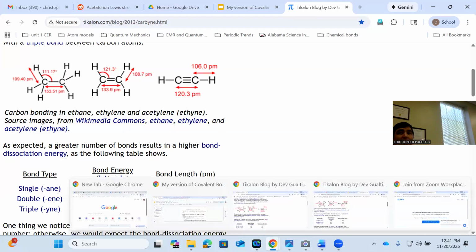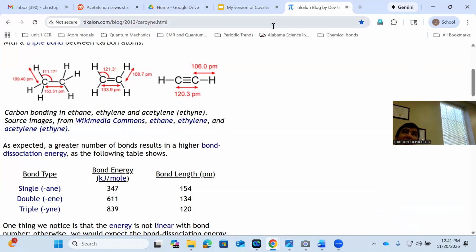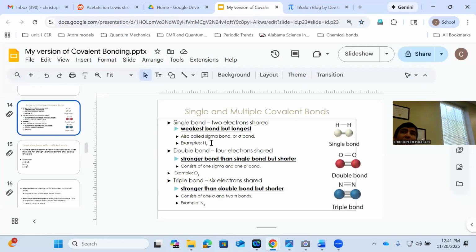There's names for these types of bonds. The name for the single bond is called a sigma bond. For the double bond, it's a sigma and a pi bond. And for the triple bond, it's a sigma and 2 pi bonds.